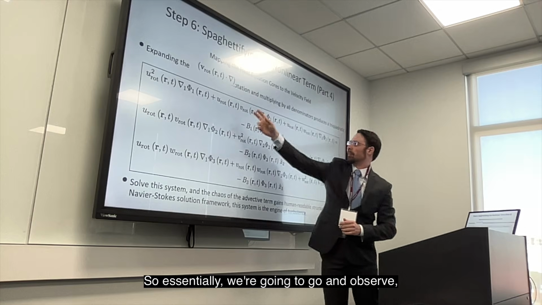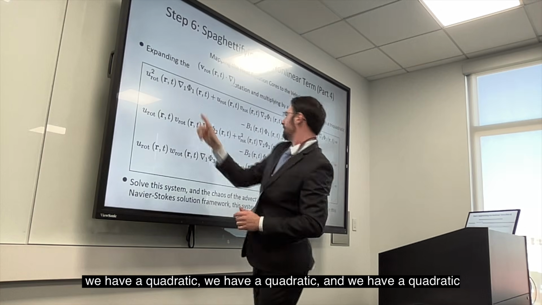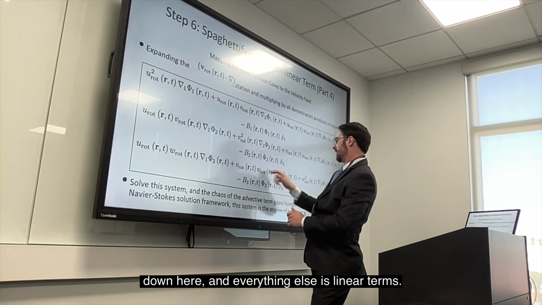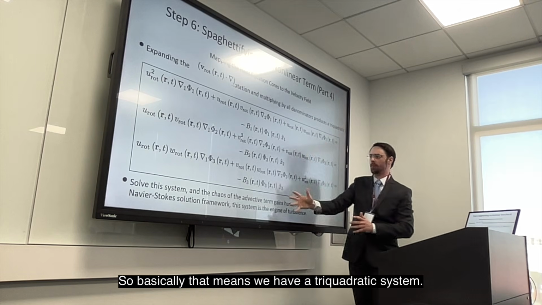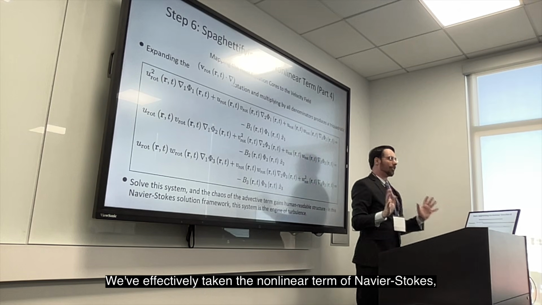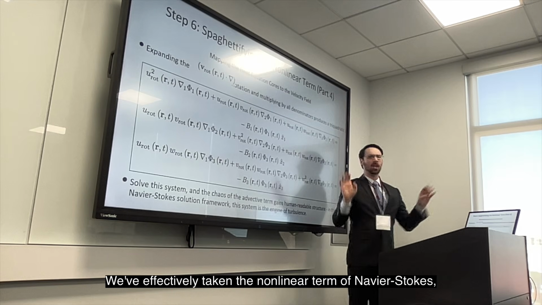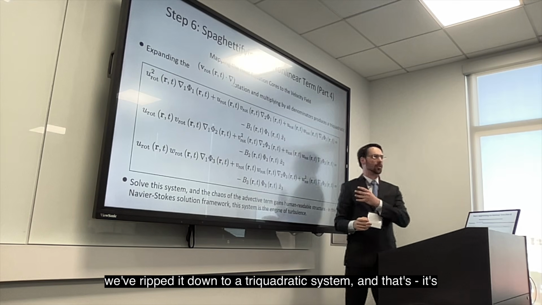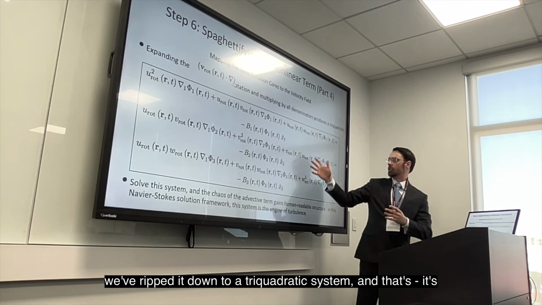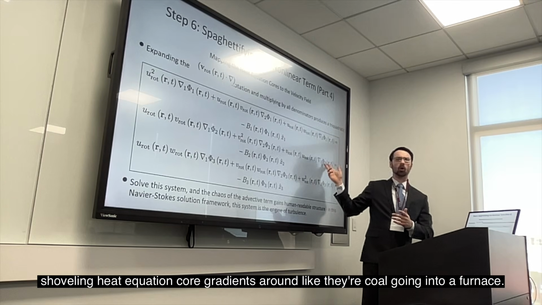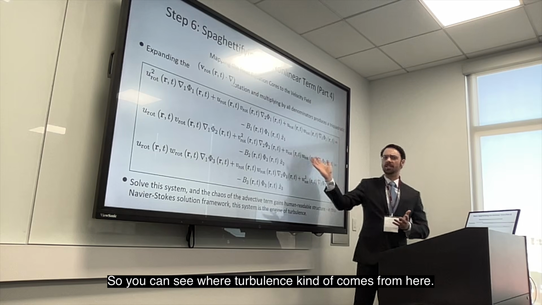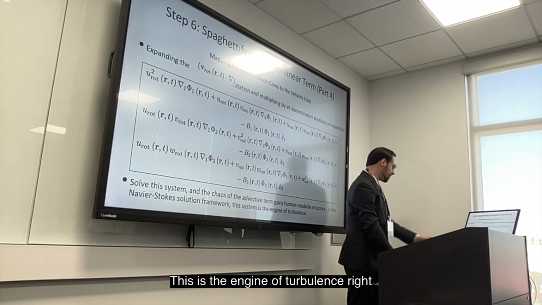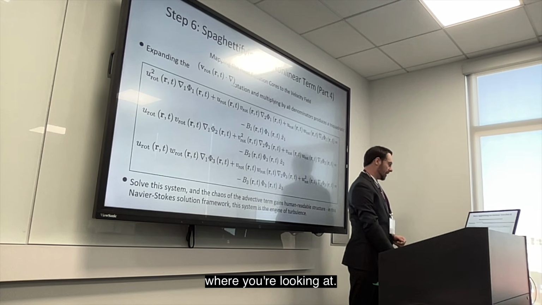So essentially, we're going to go ahead and observe. We have a quadratic, we have a quadratic, and we have a quadratic down here. And everything else is a linear term. So basically that means we have a triquadratic system. We've effectively taken the nonlinear term of Navier-Stokes, we've ripped it down to a triquadratic system, and it's shoveling heat equation core gradients around like they're coal going into a furnace. So you can see where turbulence kind of comes from here. This is the engine of turbulence, right, where you're looking at.